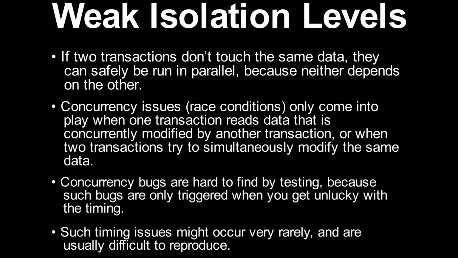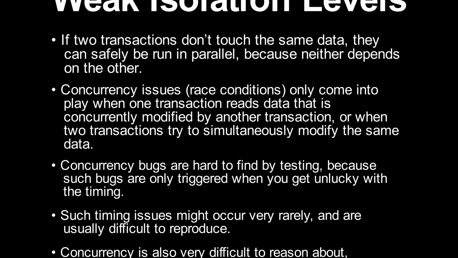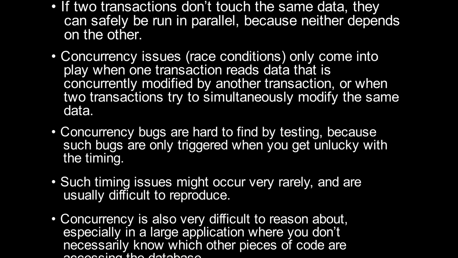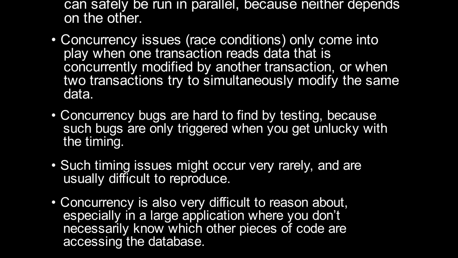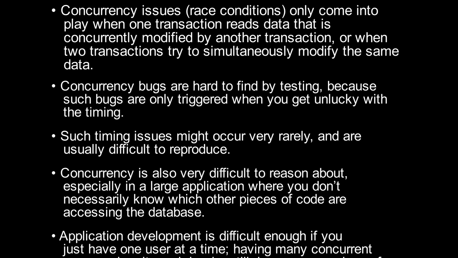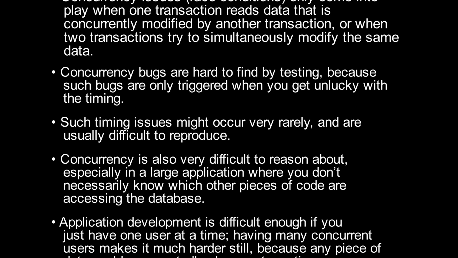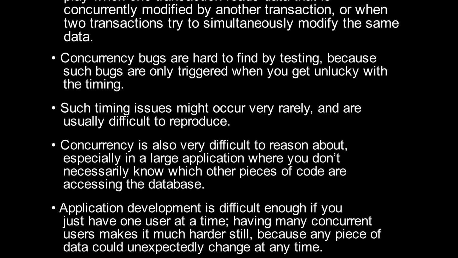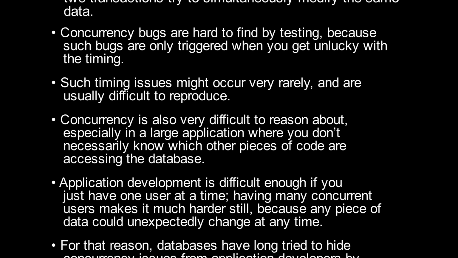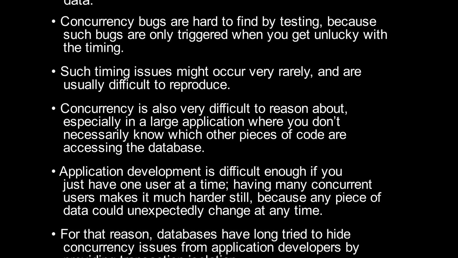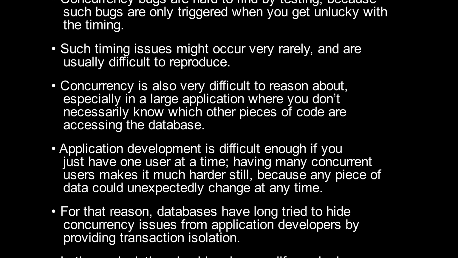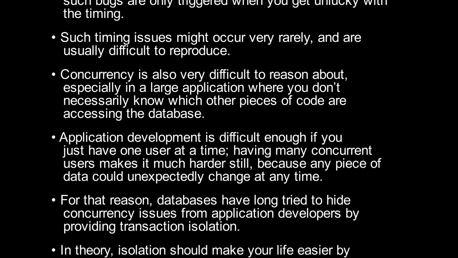Concurrency bugs are hard to find by testing, because such bugs are only triggered when you get unlucky with the timing. Such timing issues might occur very rarely, and are usually difficult to reproduce. Concurrency is also very difficult to reason about, especially in a large application, where you don't necessarily know which other pieces of code are accessing the database. Application development is difficult enough if you just have one user at a time. Having many concurrent users makes it much harder still, because any piece of data could unexpectedly change at any time.